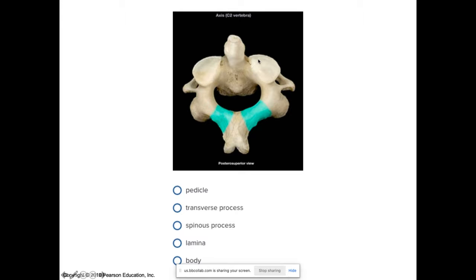Let's look at the vertebrae here. This is a cervical vertebrae. How do we know? Look at the spinous process. It's bifid.